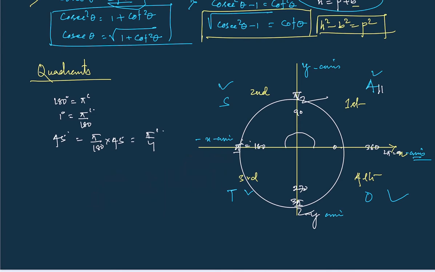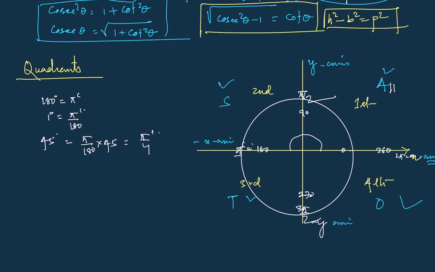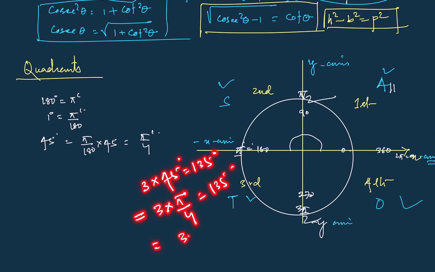Next, sorry, after 60 degrees, then 30 degrees. 30 degrees means 180 divided by 6, so pi radian by 6, that is pi by 6. So 30 degrees is pi by 6. Similarly 135 degrees. What is 135? 135 means 3 into 45, equal to 135 degrees. So 3 into pi by 4, since 45 degrees means pi by 4. That's why 135 degrees will be equal to 3 pi by 4.